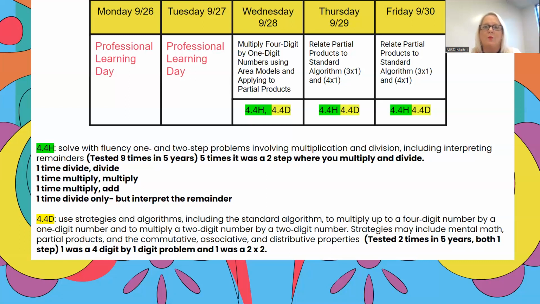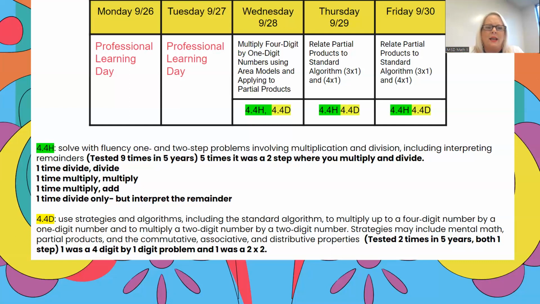In your pre-planning, one of the things that we like to have you do before you meet with your PLC team is to take the released items from the TEKS that you're going to be looking at for the week and not only print those out, but actually solve those problems and then look for patterns. We're going to show you a couple of those in a moment, but I am going to tell you what patterns I found in 4.4H and 4.4D when I printed them out and looked at them. They're not all going to be relatable to this week, but just to keep in the back of our minds in the weeks coming forward.